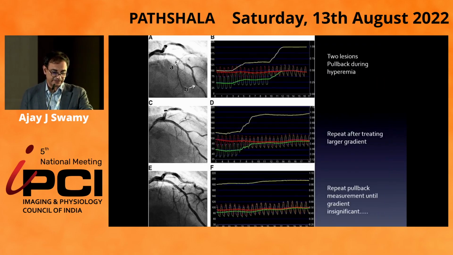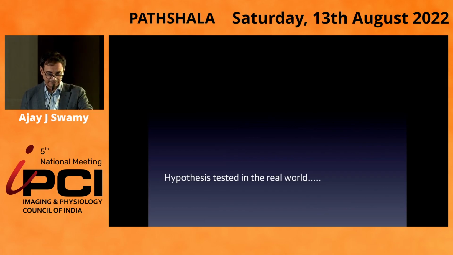Graphically represented, if these are the two stenosis, the total pullback across is extremely significant. You can see that it's very tight. Repeat it after treating the larger gradient, and then see it's still tight, it's 0.72, then again the distal second gradient also has to be treated. And that's what we ended up doing most of the time.